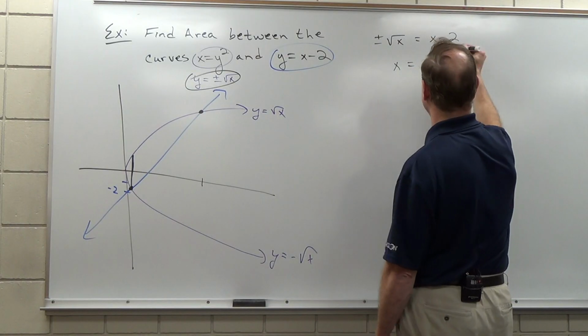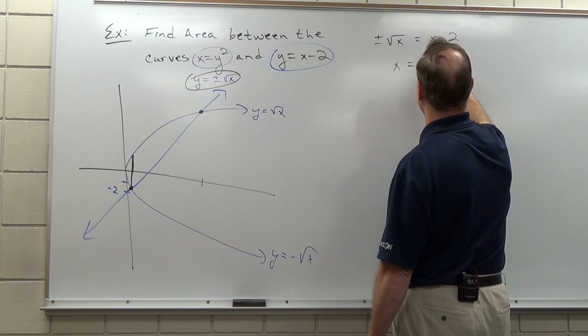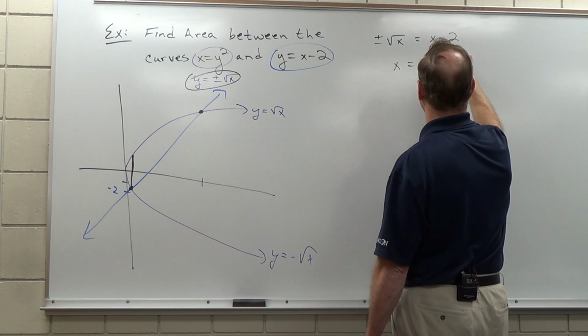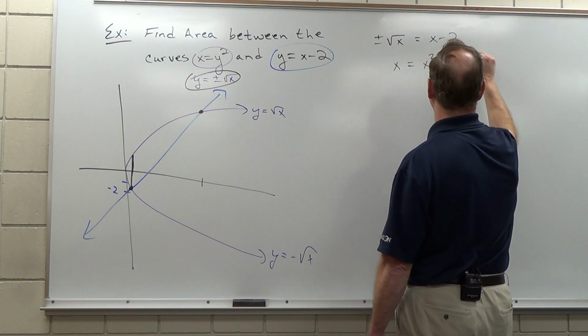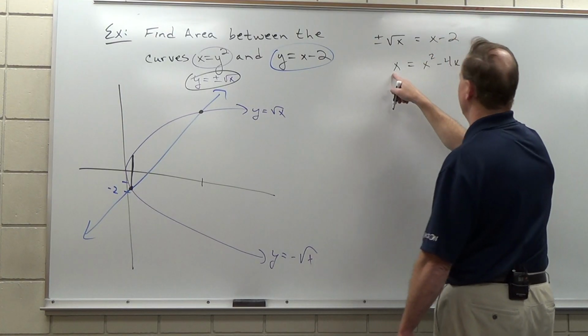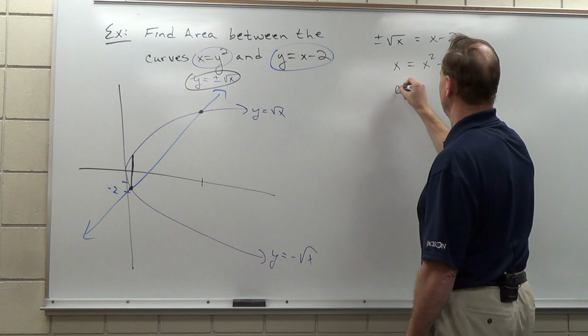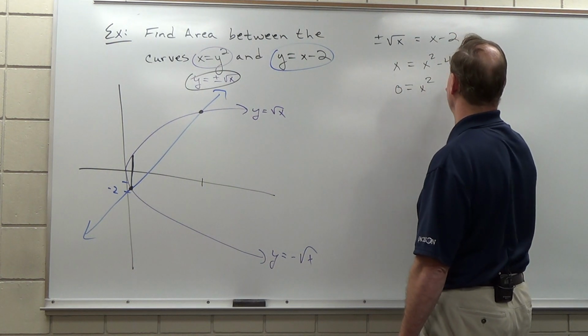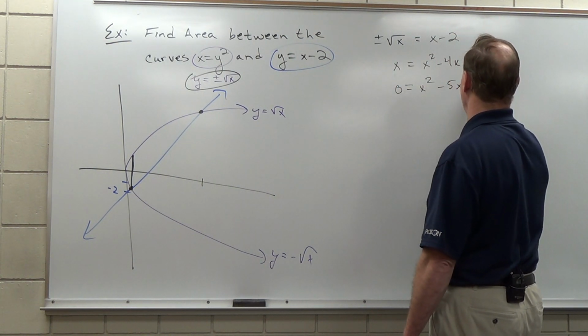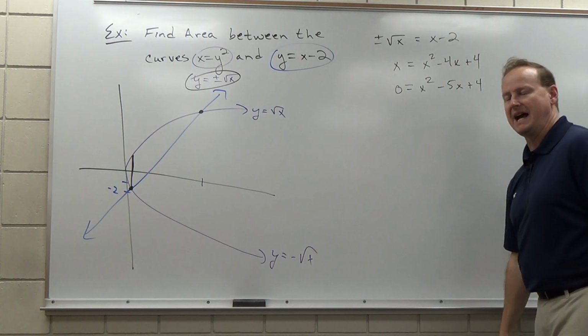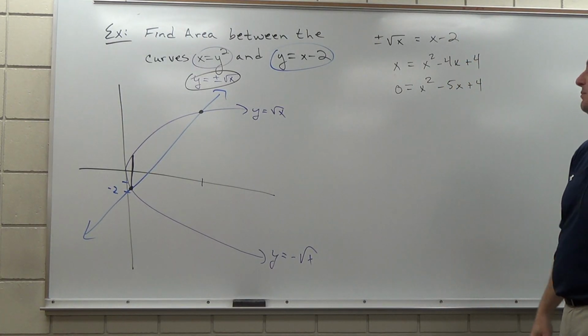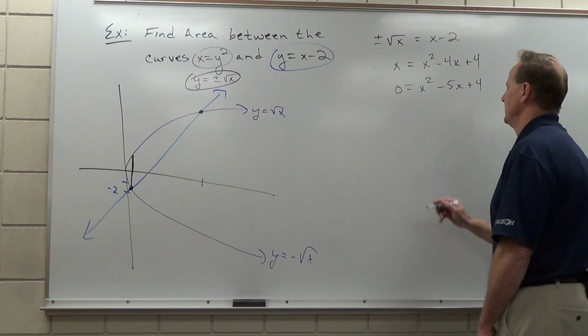And on the right side, this is x minus 2 quantity squared, which is actually x squared minus 4x and then plus 4, right? So then if I subtract x from both sides, I'm going to get 0 equals x squared minus 5x plus 4. And then, of course, now I can factor that out if possible. Otherwise, use the quadratic formula, right?